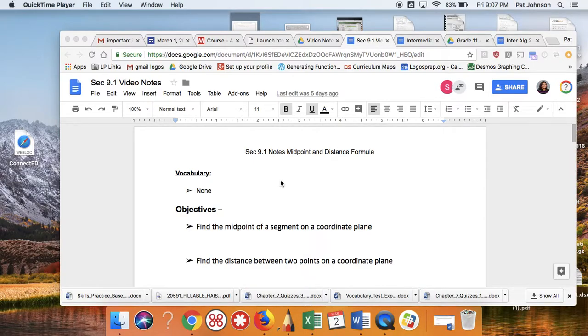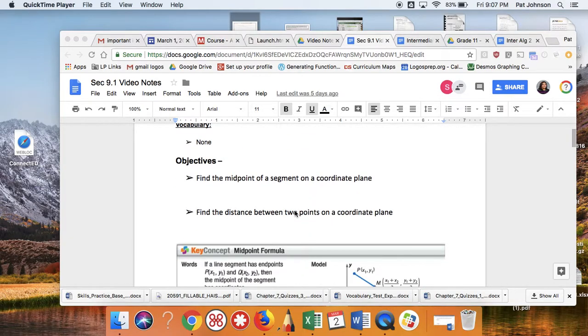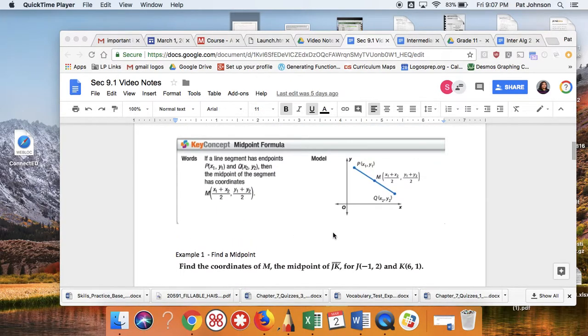This is the section 9.1 video on the midpoint and distance formula. There's really no vocabulary. We just have our two objectives: find the midpoint of a segment on a coordinate plane, and find the distance between two points on a coordinate plane. Let's first start with the midpoint formula, something you should already be familiar with.